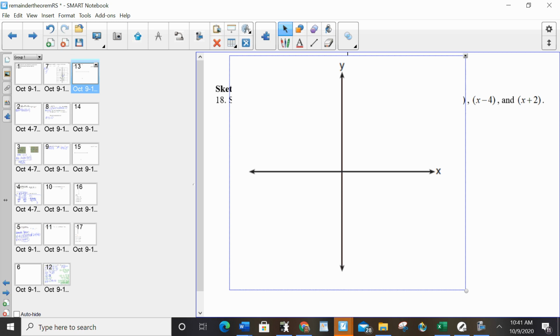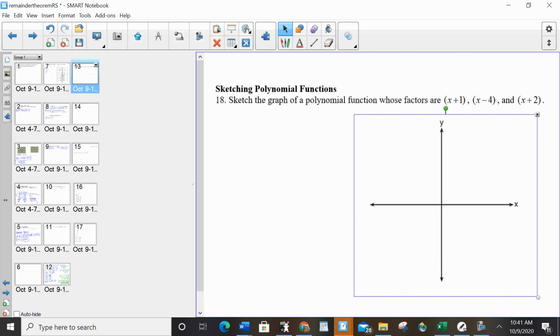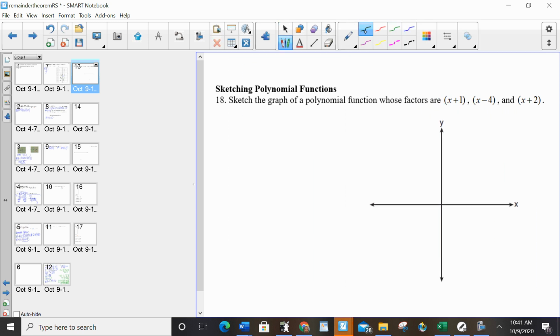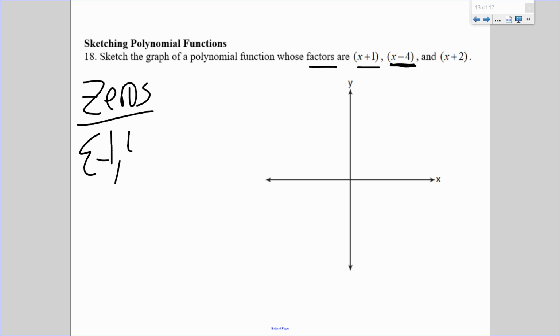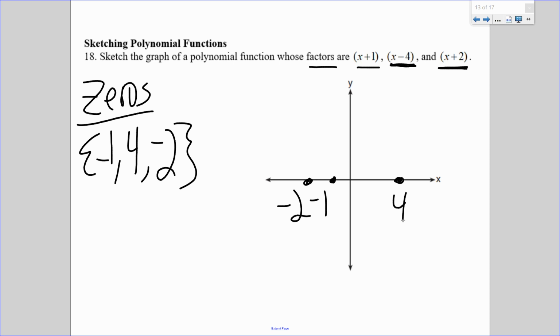All right, just a little bit smaller. It wants me to sketch the graph of a polynomial whose factors are given. So again, if I know the factors, then I know the zeros. So if x plus 1 is a factor, negative 1 is a 0. If x minus 4 is a factor, 4 is a 0. If x plus 2 is a factor, negative 2 is a 0. Negative 1, negative 2, positive 4. Does it say anything about double roots?